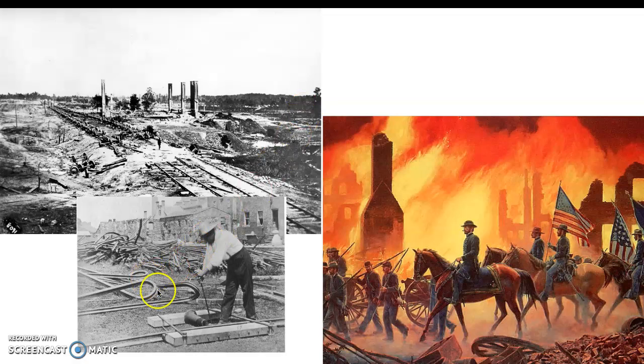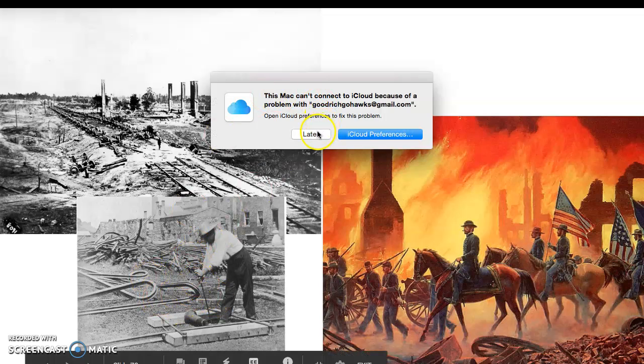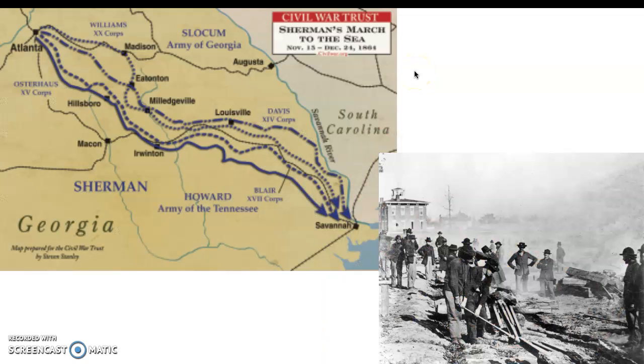They would heat up the railroad spikes and they would bend them around each other and twist them so that no one could use them. Like so.